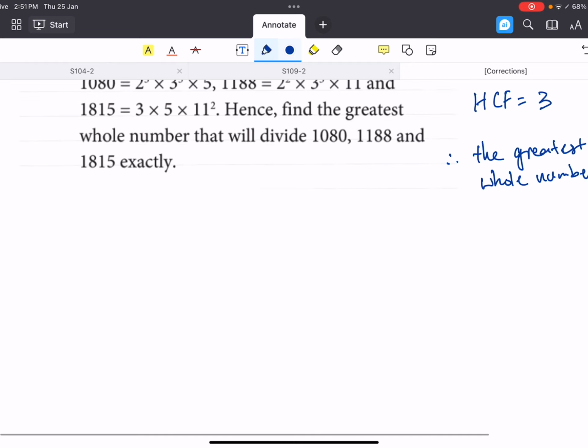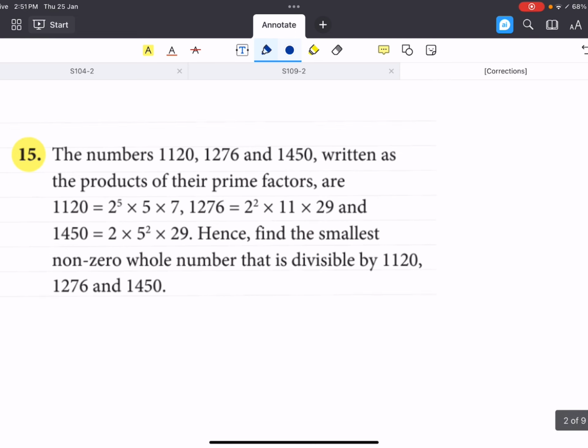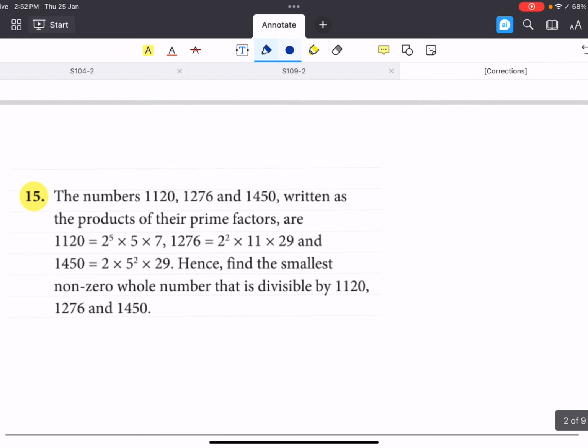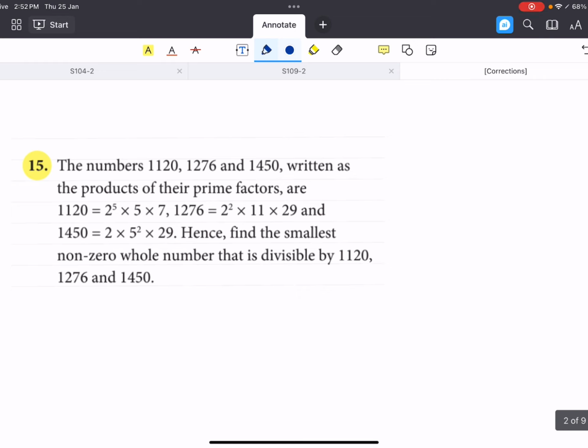Okay, so let's move on to the next one. Question 15, right? So now the numbers 1120, 1276, and 1450, the prime factorized form is given. This time round, they want you to find the smallest non-zero whole number that is divisible. So notice the word, right? In question 13, it says whole number that will divide. So we look for the HCF. In this case, they say find the whole number that is divisible by. So in this case, we will actually find the LCM because the LCM will be divisible by all these 3 numbers. So, well, unfortunately, if you are not very good with languages, you may struggle a little bit here, but not everyone can learn this. So get used to all these technical words.